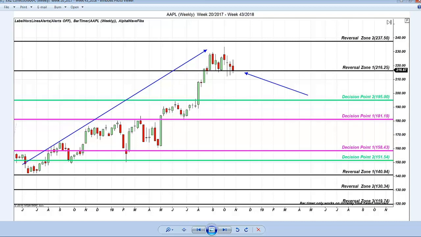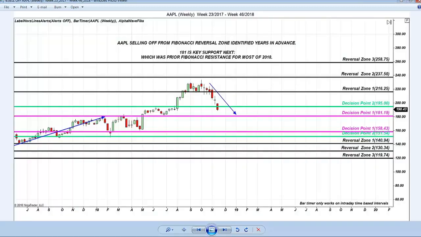Did anyone expect Apple to sell off? Of course, a knowledgeable student and graduate does, because that's what price does 80+% of the time when it reaches the Fibonacci reversal zone. Rules are met, take a trade. And what do you see ahead of you at the bottom? 140. Apple in free fall. Poor Apple.